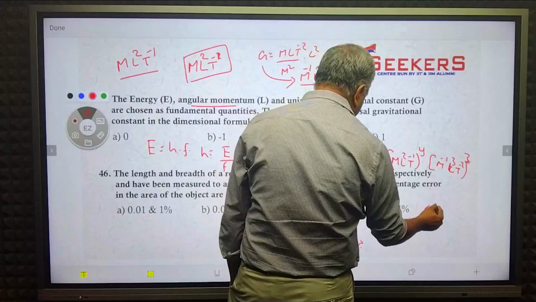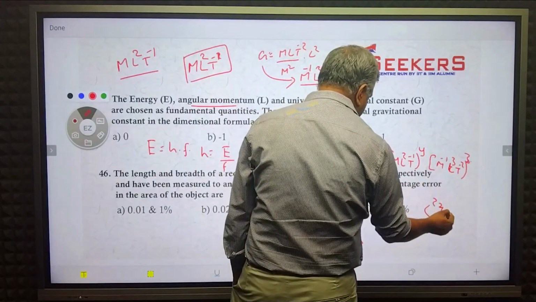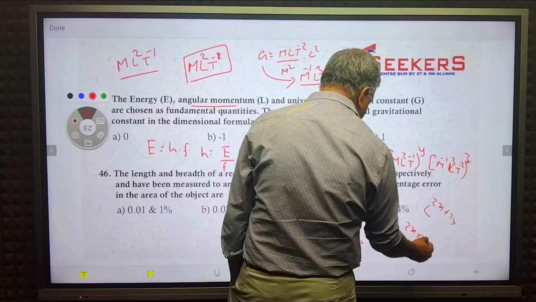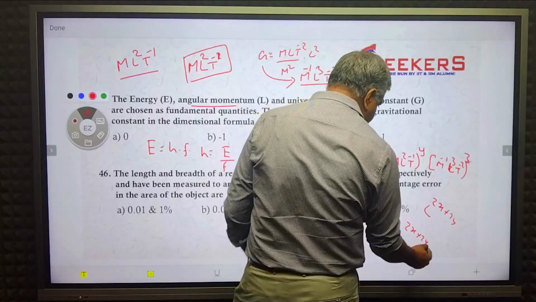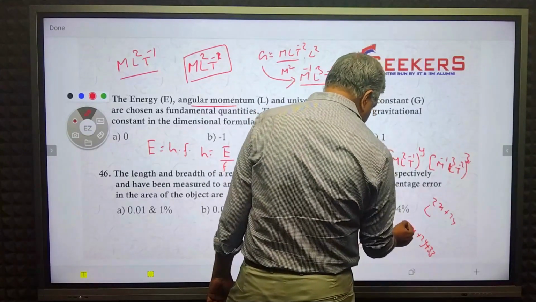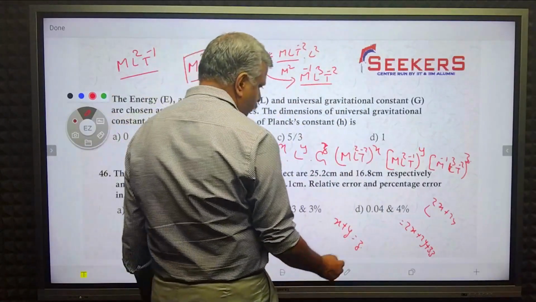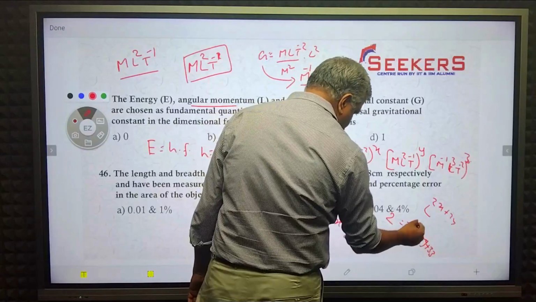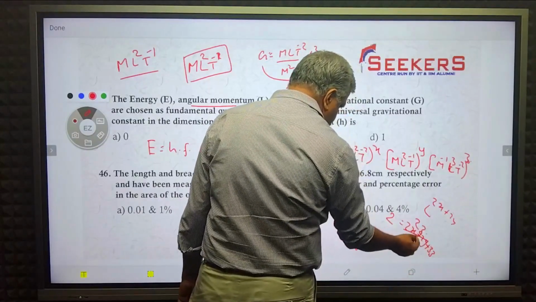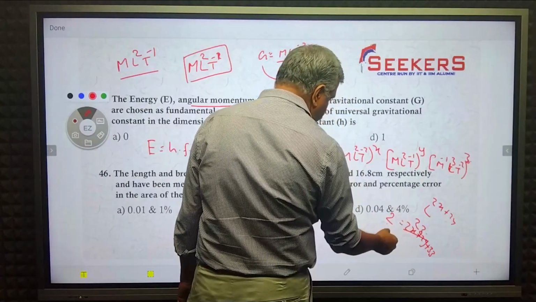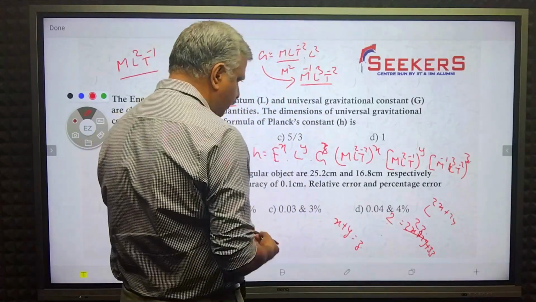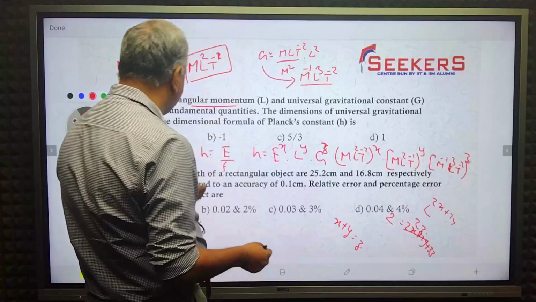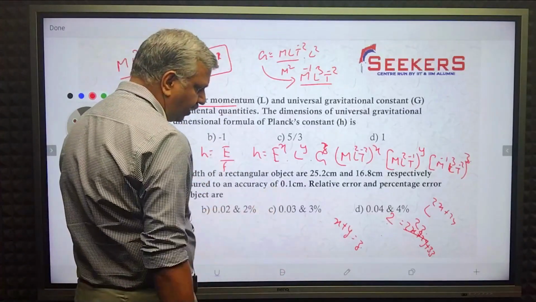For length, I have L power 2x plus 2y plus 3z, which is equal to 2. Now x plus y is equal to z, so if I substitute here, it becomes 2 times z. So 5z is equal to 2, and z is equal to 2 by 5. That should be enough to answer the question asking for the value of z. We'll keep this, and we will do it later. I'm getting 2 by 5.